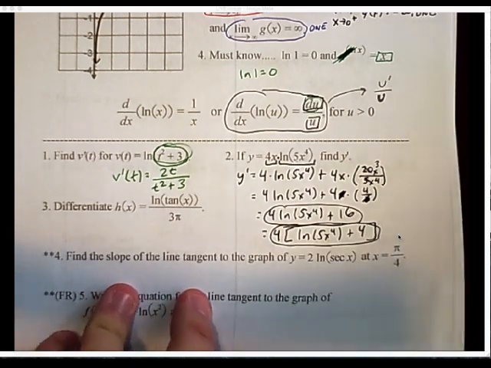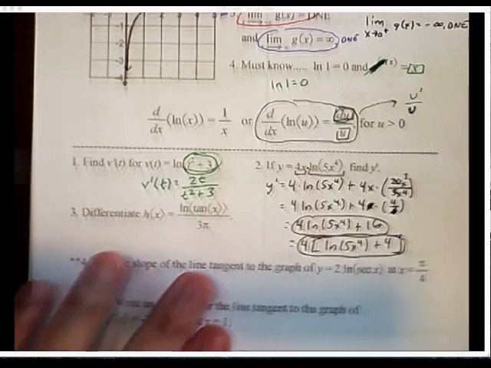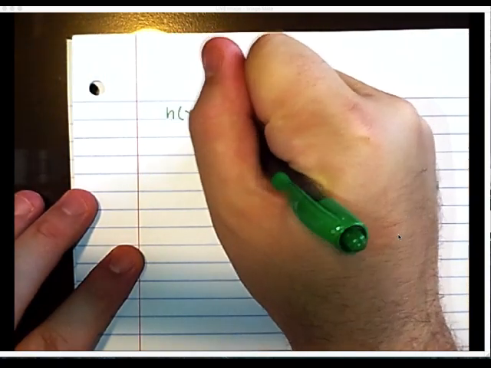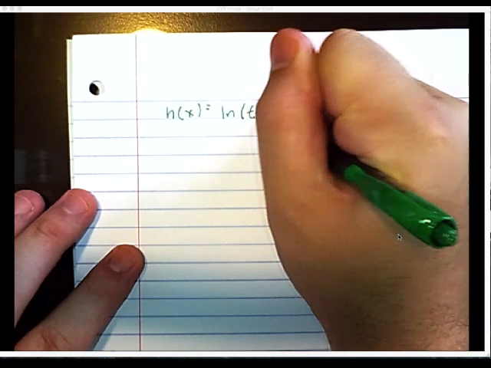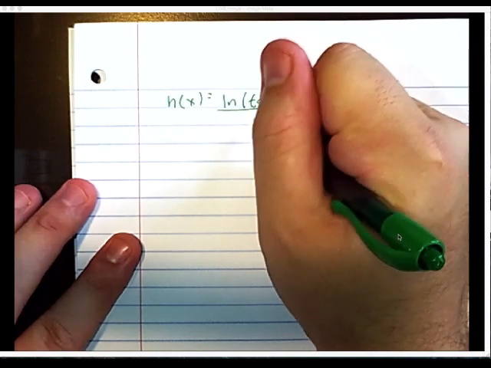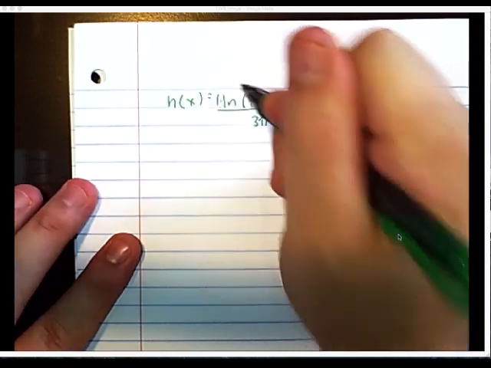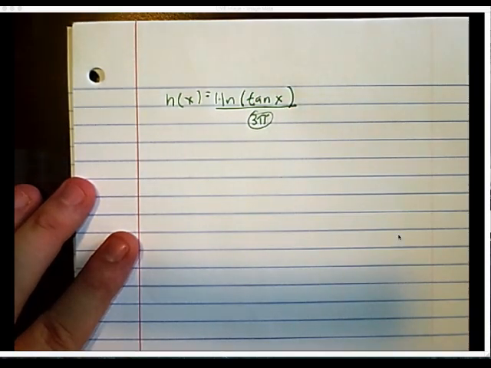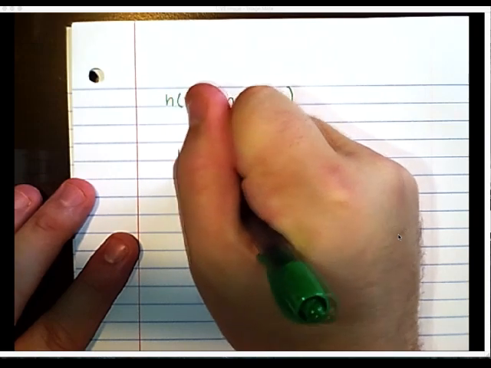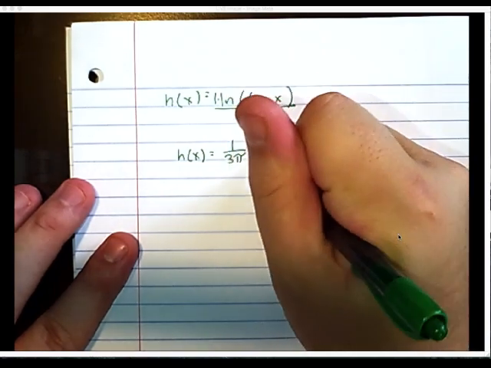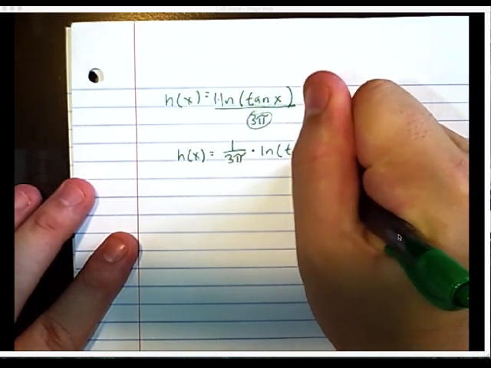Let's do number 3 now. I'm going to do that on another sheet of paper. I'm running out of room here. So it says differentiate, which we know means take the derivative. So h of x here equals natural log of tangent of x over 3 pi. And remember, there's an understood 1 in front of that. 3 pi is just a number. It's 3 times 3.14. So I'm going to rewrite h of x as 1 over 3 pi, that's the entire coefficient, times ln of tangent of x.